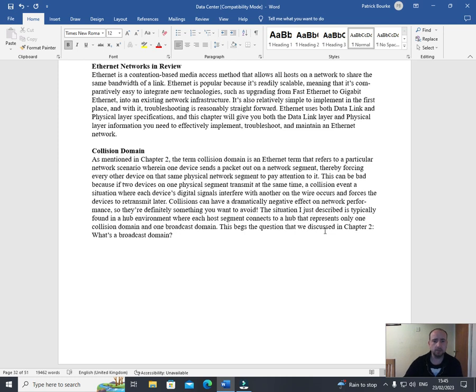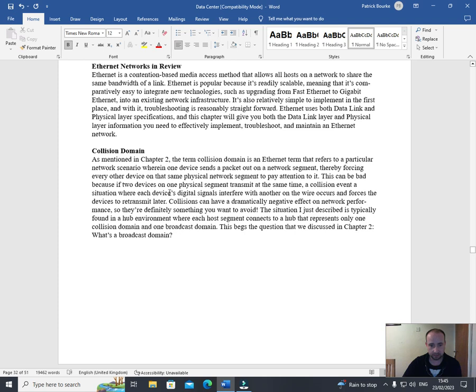As mentioned in chapter 2, the term collision domain is an Ethernet term that refers to a particular scenario wherein one device sends a packet out on a network segment, thereby forcing every other device on that same physical network segment to pay attention to it.